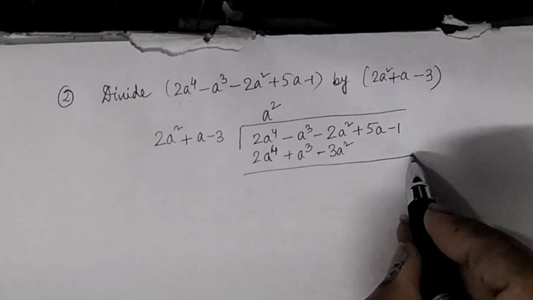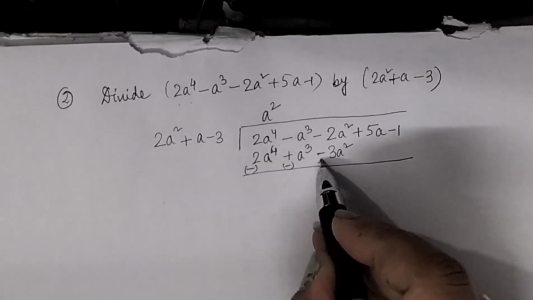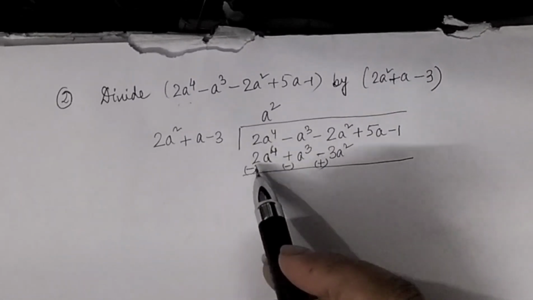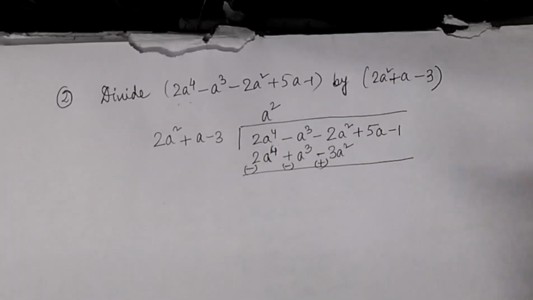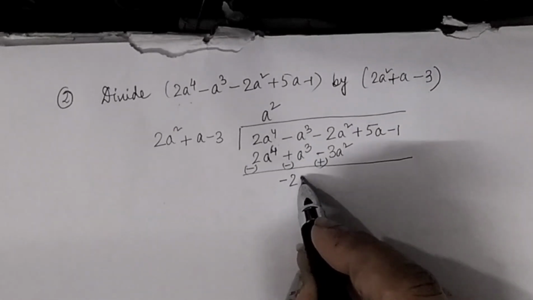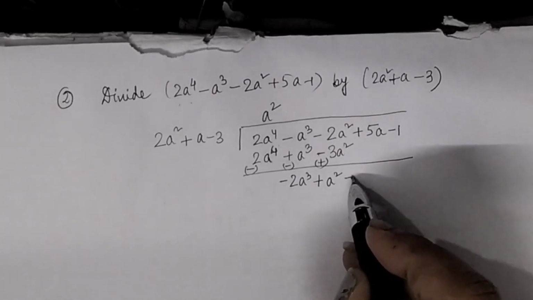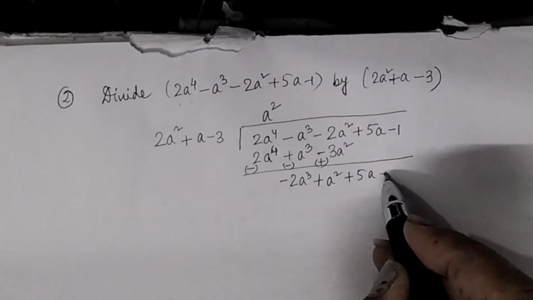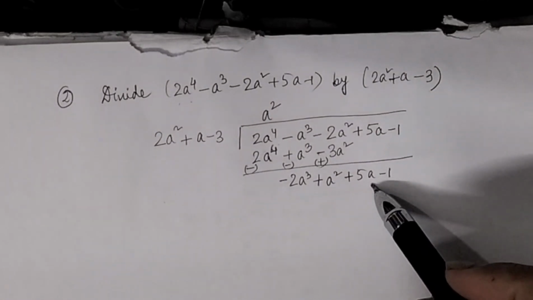Okay. Now we have to subtract. We have to change the sign of the terms of the second row. And hence we find that after subtraction, these two terms are getting eliminated. So here we will get minus 2a cube plus a square plus 5a minus 1. Okay, these two terms will come down now.